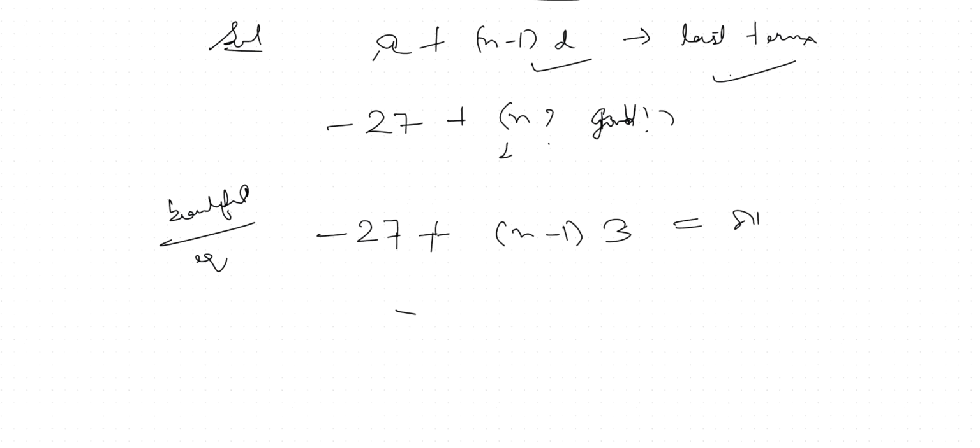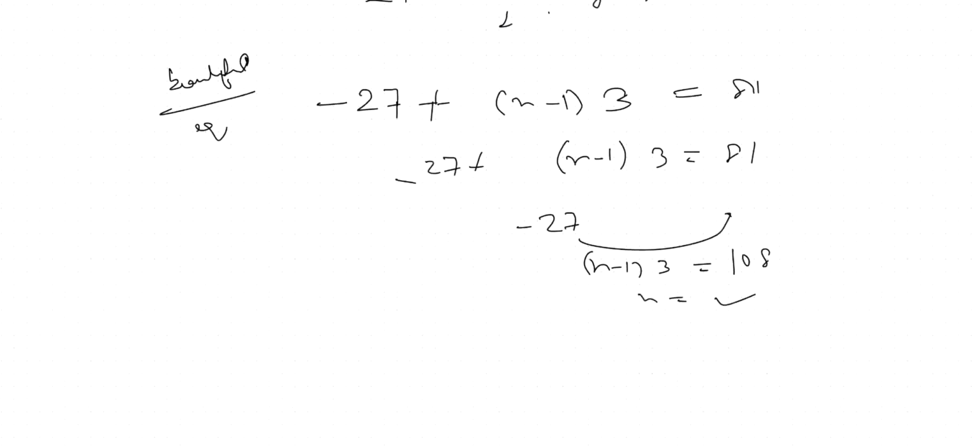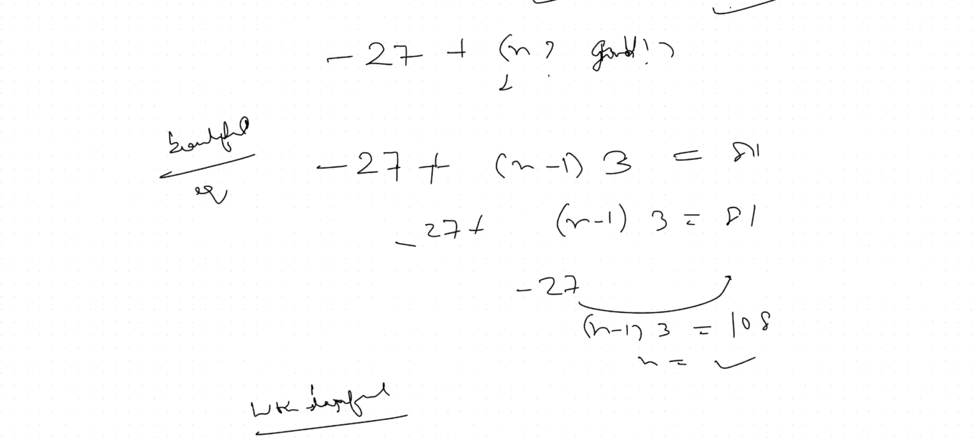Maybe I can do one more step because this is how my teachers taught me. They did not solve the question completely while I was taking. So this is minus 27. This will go on this side. It will become (n minus 1) into 3 is equal to 108. And then you can find out the value of n. All right, wonderful. You can have a screenshot or you can note it. And now I can go on to the next part.